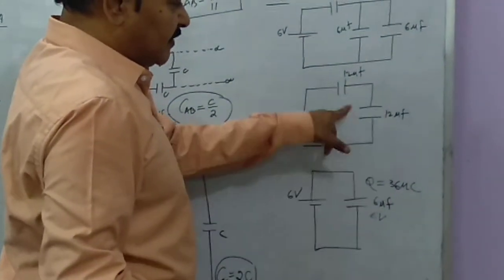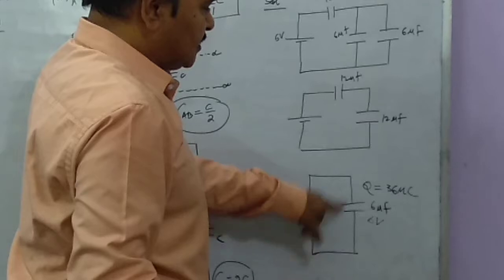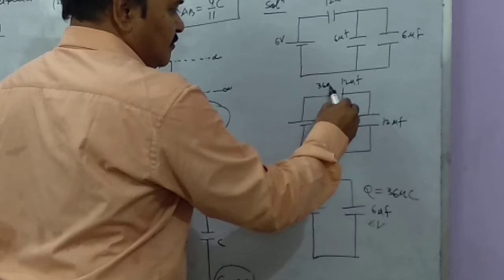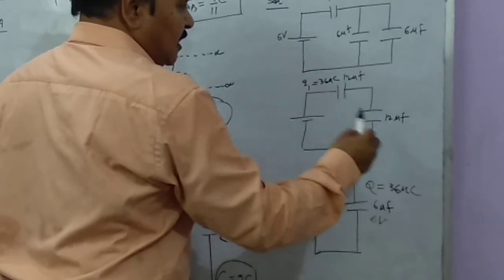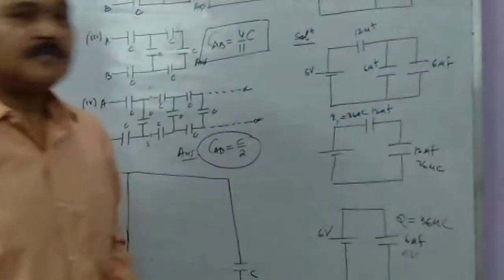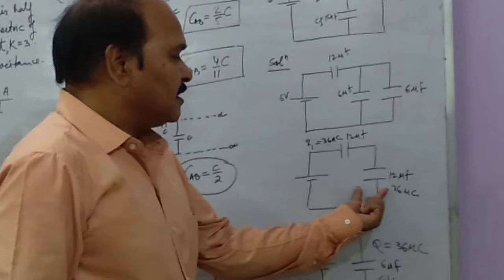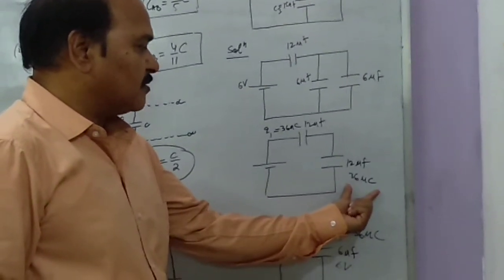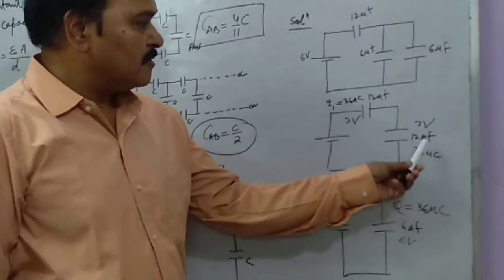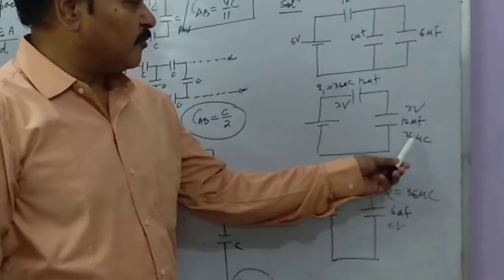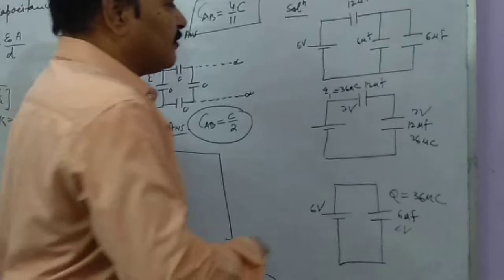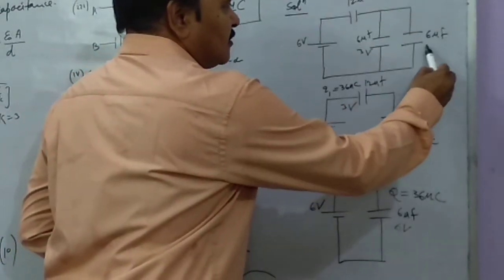Since this is a series combination of these two, the charge over this is also going to be 36 microcoulomb. This is charge Q1, and charge here is also going to be 36 microcoulomb. Why? Because in series the charges are the same. Now what is the potential here? Charge here is 36 microcoulomb, capacitance is 12 microfarad. Therefore voltage is going to be 36 upon 12, which is 3 volt. Now since this is parallel equivalent to these two, the voltage here is also going to be 3 volt. Here it is also going to be 3 volt.